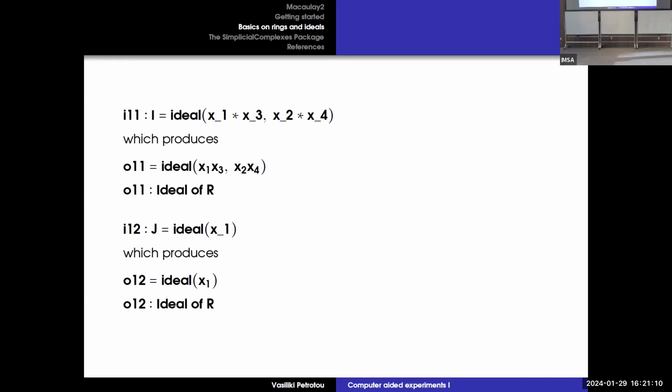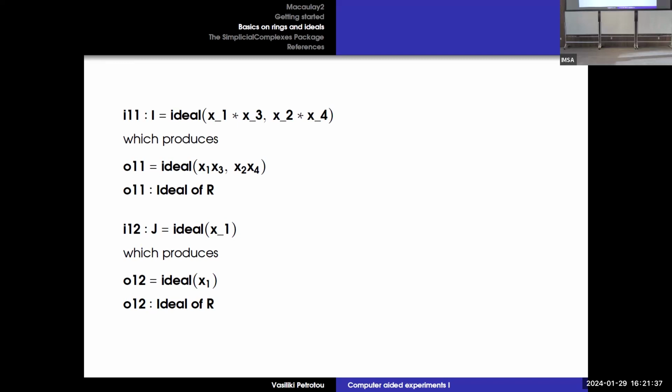Here we define the Stanley-Reisner ideal of the Fano plane. So we use ideal and we write down the generators, and that's it. This produces an ideal which belongs to the ring R. Okay. And we denote this ideal by I.